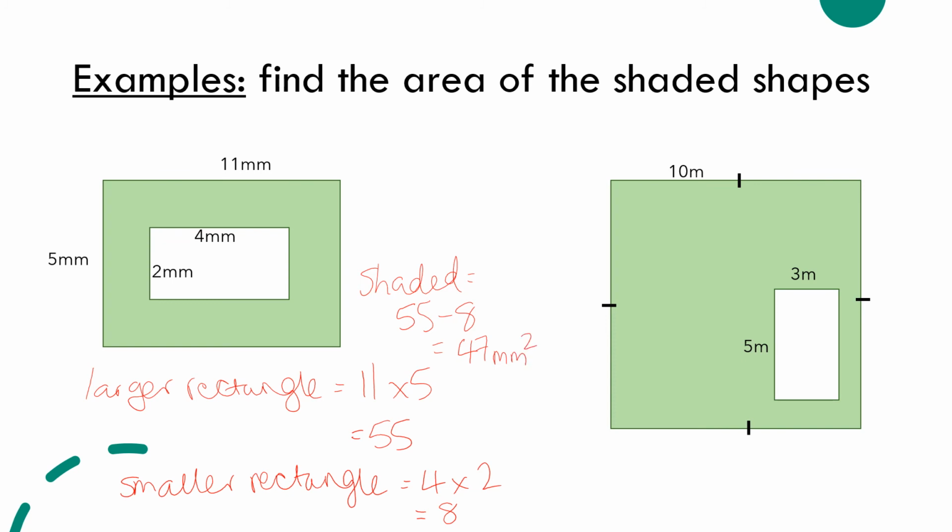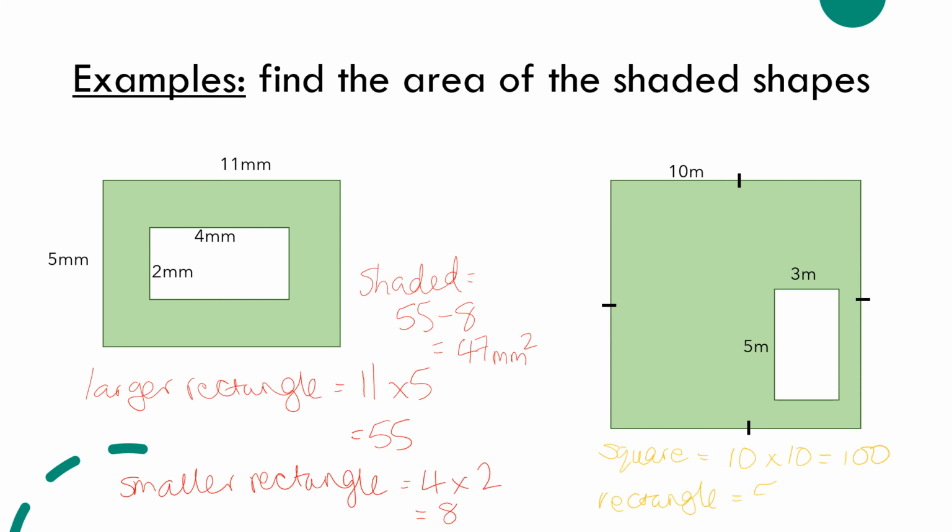Moving on to the next one. We are going to do exactly the same. So the larger shape is actually a square because it's got the notation to say they're all the same length. And that is 10 by 10 because all the sides are the same length, and we're told that one is 10, so they're all 10. So that's 100.